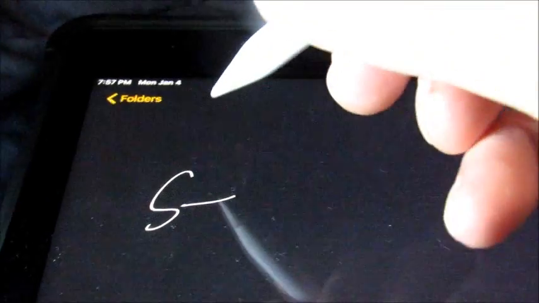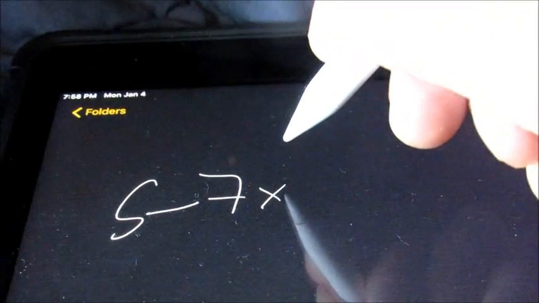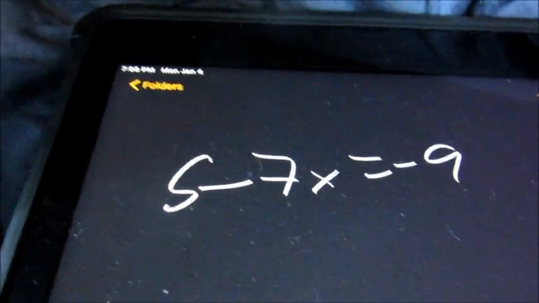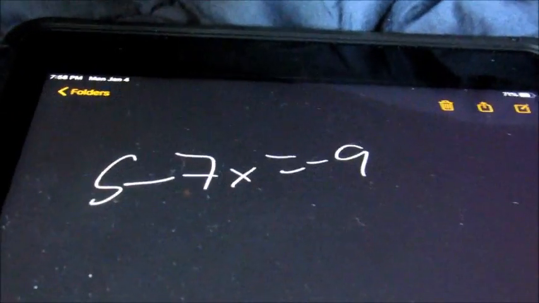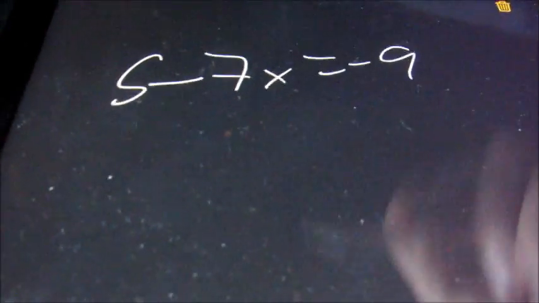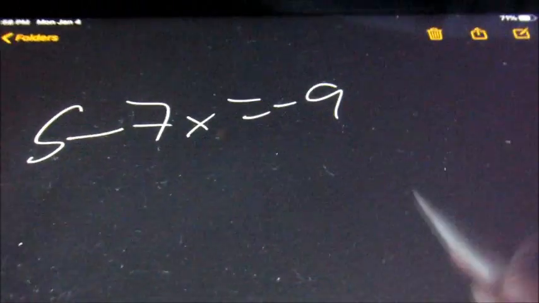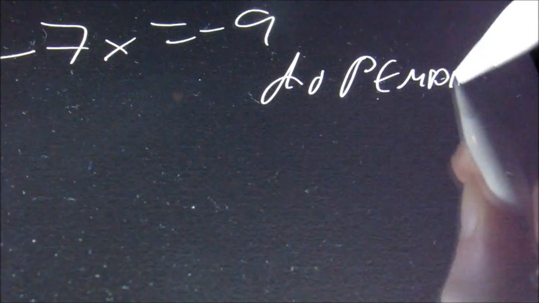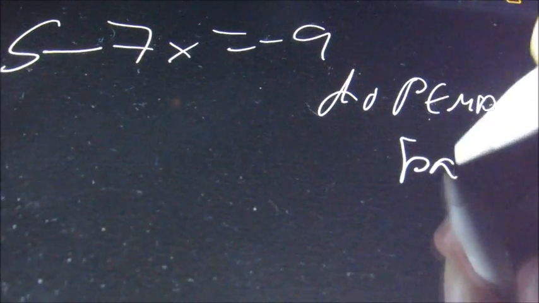Next, let's say that we have something that has more to it. 5 minus 7x equals negative 9. So this one has both a multiplication and a subtraction. To solve these, basically what we're going to do is do PEMDAS backwards.